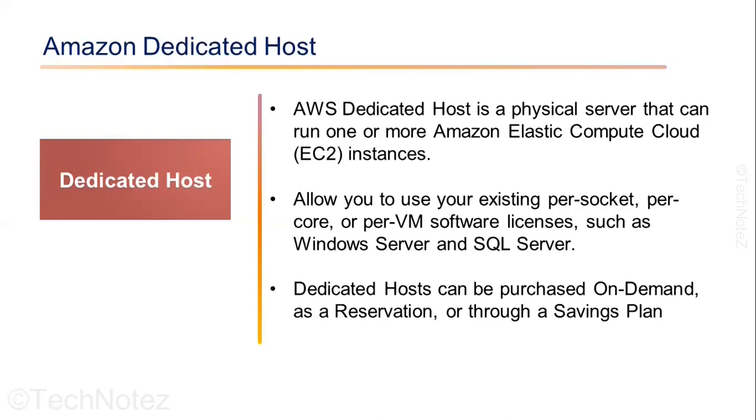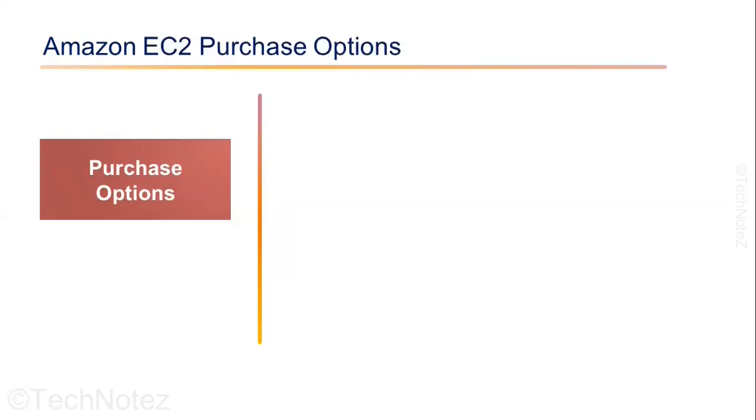Organizations with specific regulatory requirements such as HIPAA or PCI DSS may need to ensure that instances are running on a dedicated host in order to meet the compliance requirement. Next, let's talk about the AWS EC2 instance purchase options. There are multiple purchase options.